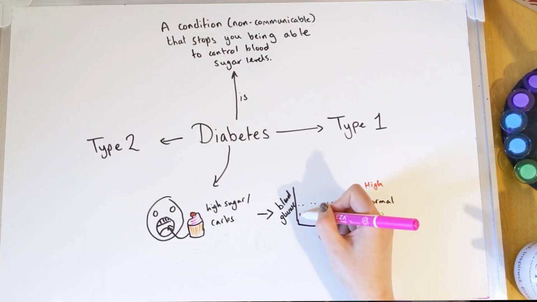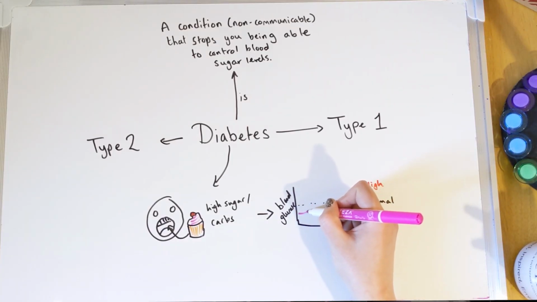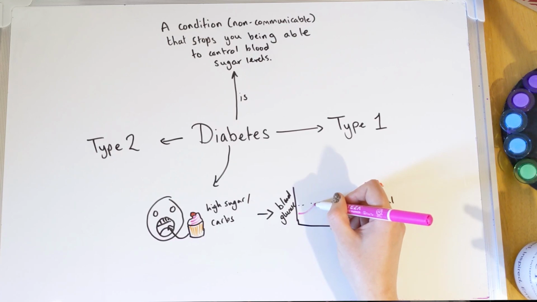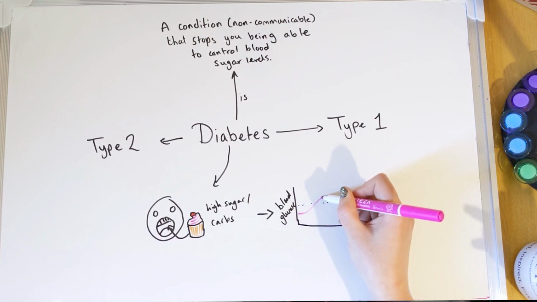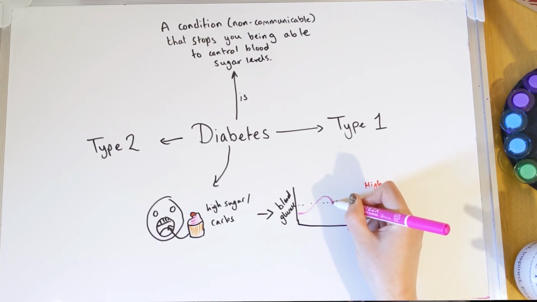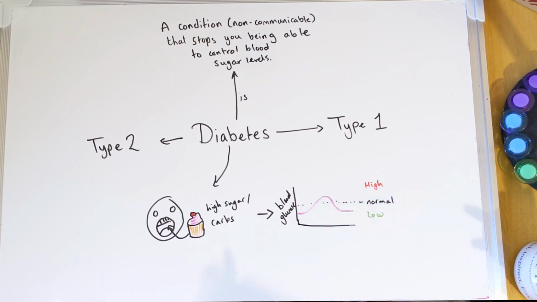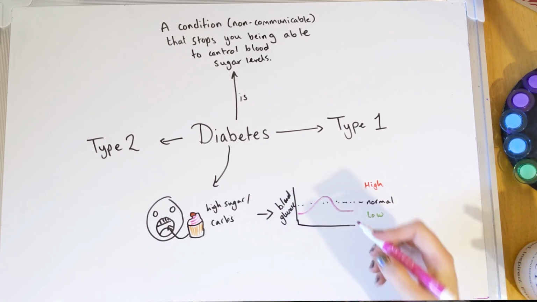In someone who does not have diabetes, if they were to eat the same sugary cupcake, their blood sugar will start by going up above the normal, but then insulin will be released and that will cause the blood sugar level to go down back to the normal resting level, and all is well in the world.